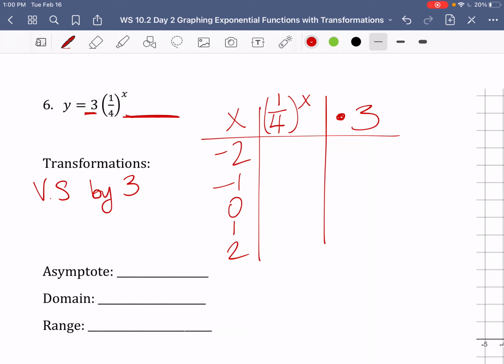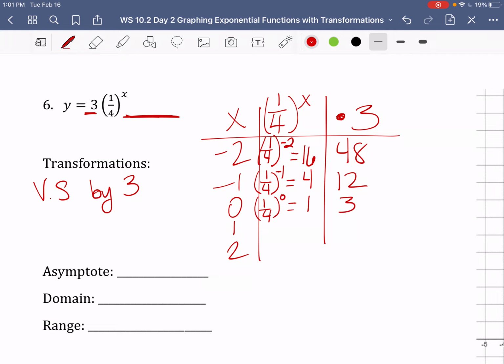So we have 1/4, and remember if you're using your calculator you need to use parentheses, to the negative 2, which is 16 times 3, which is hopefully 48. And then we have 1/4 to the negative 1, which is 4, times 3 is 12. 1/4 to the 0 is 1, times 3 is 3.